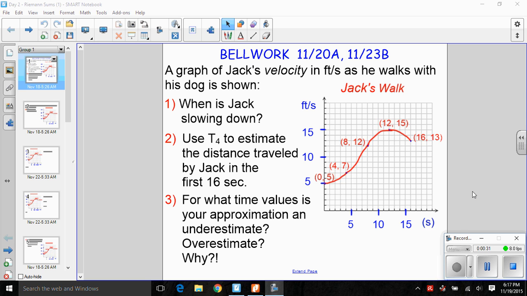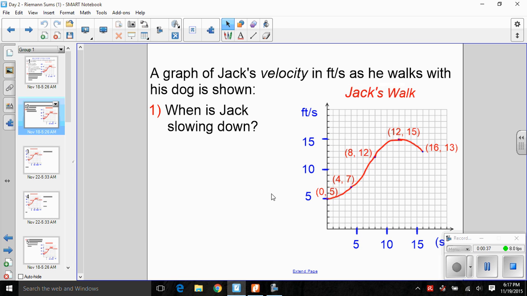So let's take a look at Jack's velocity as he walks his dog. When is Jack slowing down? Well, we can apply what we already know about rectilinear motion back from our investigations in Unit 3. When velocity and acceleration have the same sign, then we know that Jack would be speeding up. When velocity and acceleration have the opposite sign, then we know that Jack would be slowing down.